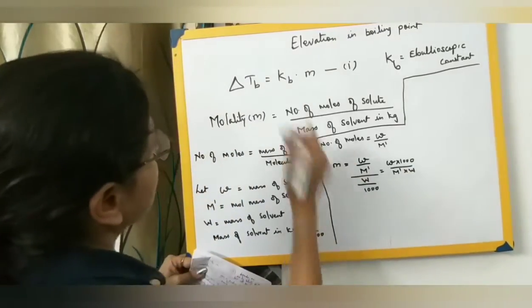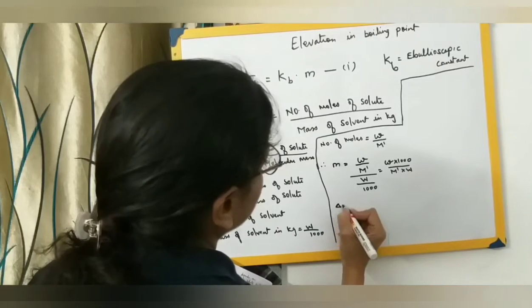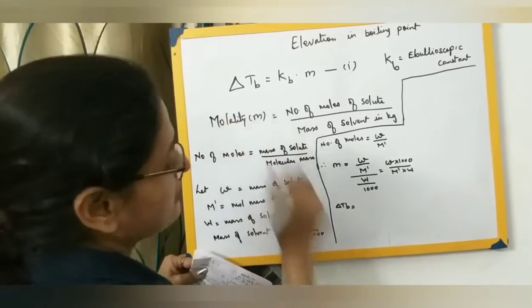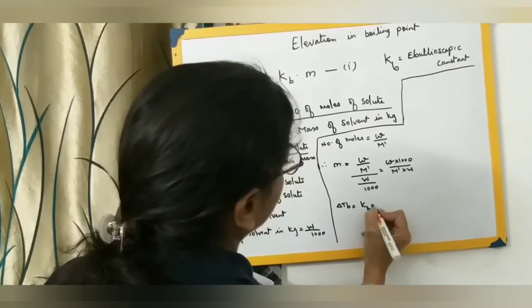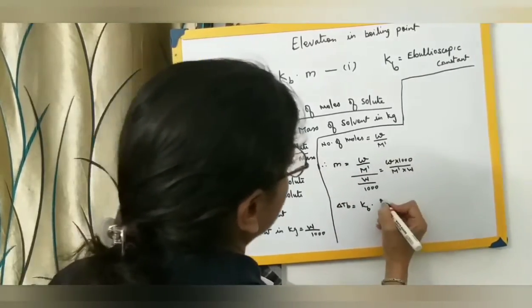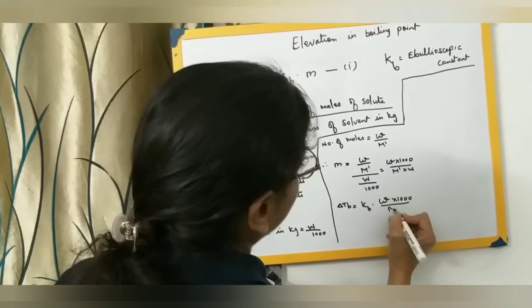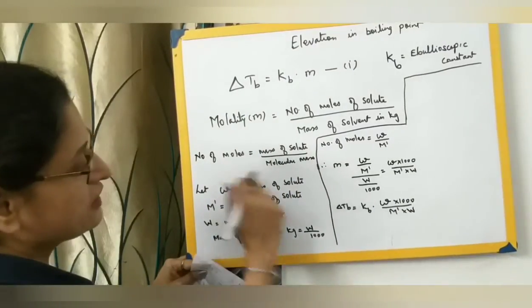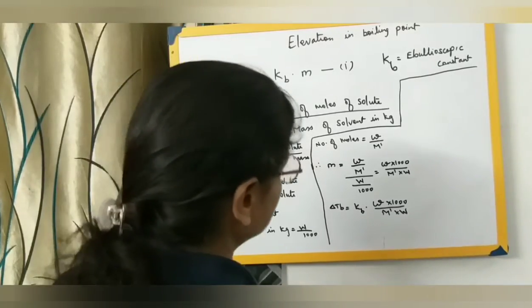Now let us substitute this relationship into the first one, that is delta Tb, the change in the boiling point, which is called the elevation in boiling point. Delta Tb is equal to Kb into this molality, that is small w into 1000 upon M dash into W. All these I have already written down over here. I am not repeating it once again, otherwise the video will become too long.